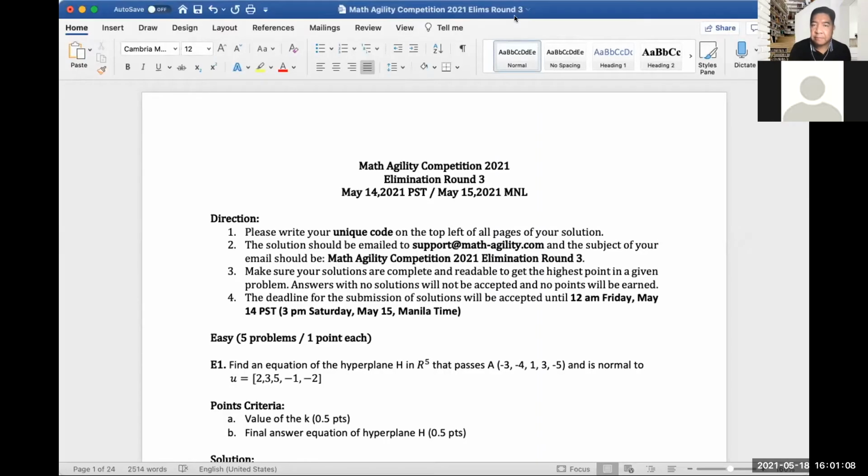Okay. I hope everyone can see my screen. Okay, let's just me tests annotation. If I can annotate here.